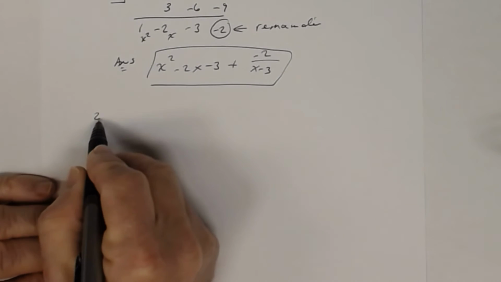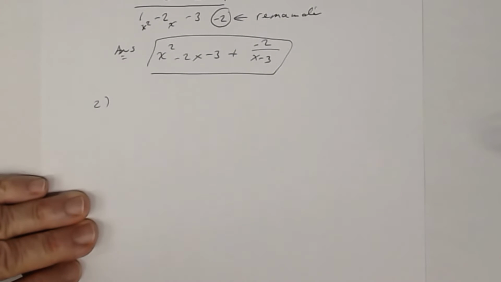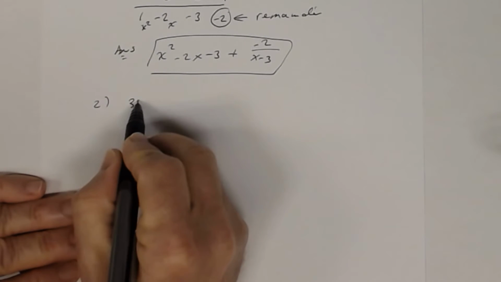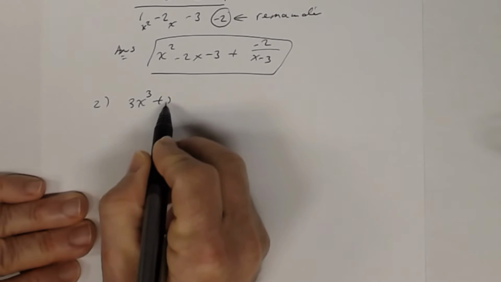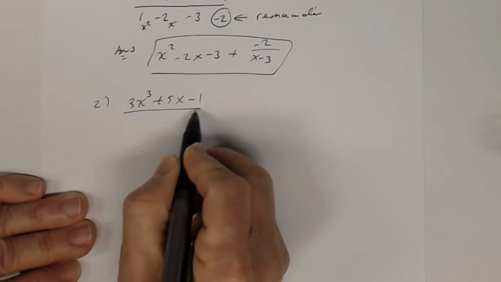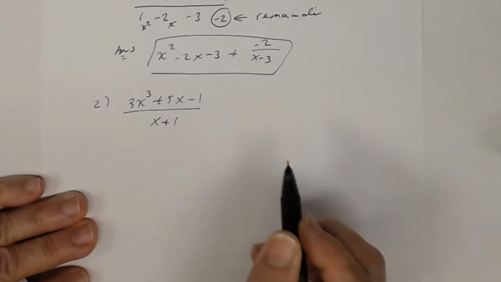Let's look at number 2. Number 2, we have 3x cubed plus 5x minus 1 divided by x plus 1.